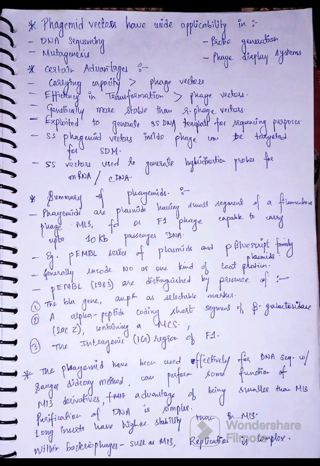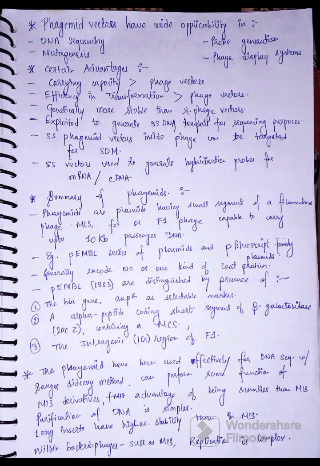Phagemids have certain advantages. The carrying capacity of phagemids is very high in comparison to the phage vectors. They have higher transformation efficiency than phage vectors. They are genetically more stable than phage vectors. So here we are comparing them to phage vectors, right? Recombinant phage vectors are exploited to generate single stranded DNA template for sequencing purposes, right?